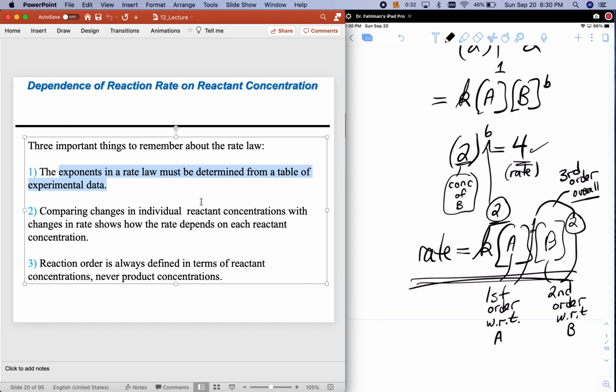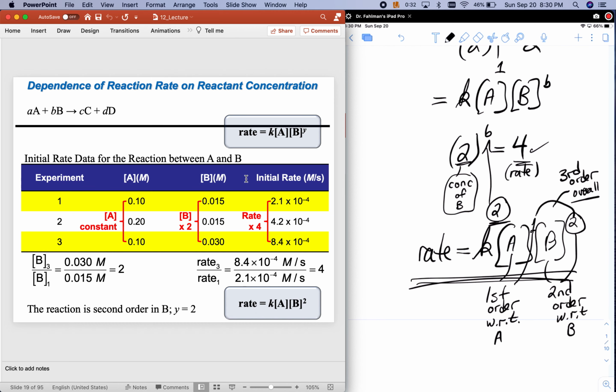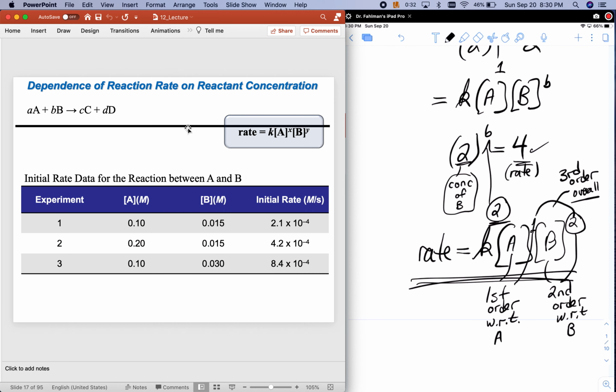That is another really critical aspect: notice our original rate law was just talking about A and B. So C and D, the products, will never appear in the rate law.